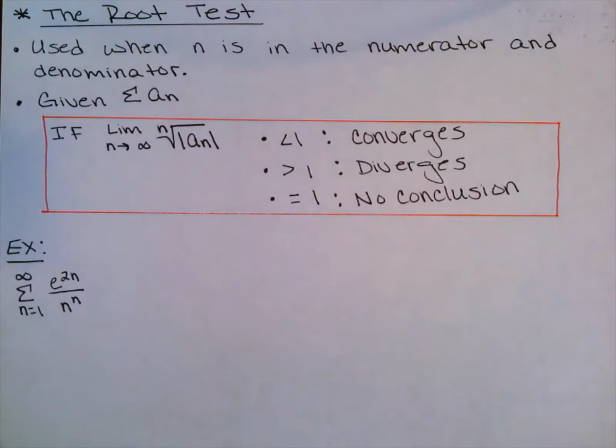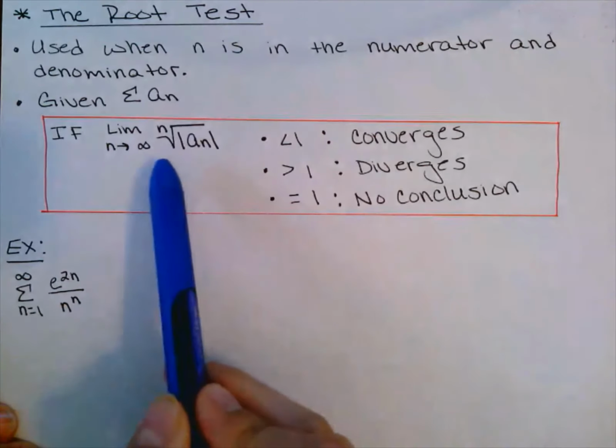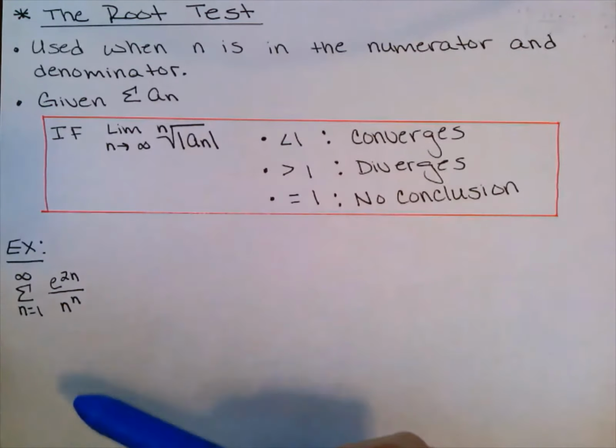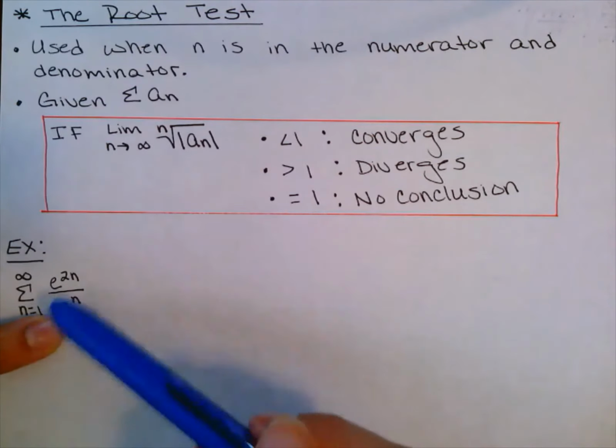Next, we're going to look at our root test, okay? So this test is used when we have an n that is on the exponent in the numerator and the denominator, okay? So given that we have this series, if you spot, for example, look at this one here. You see how there's an n in the numerator and denominator? That's our key way to catch it.